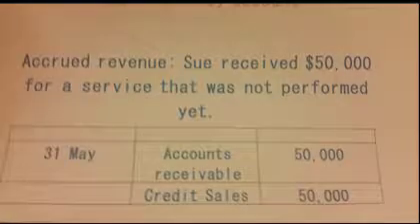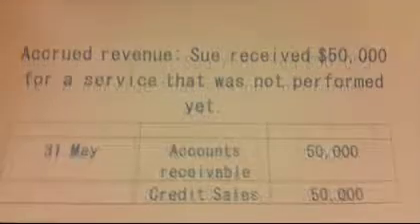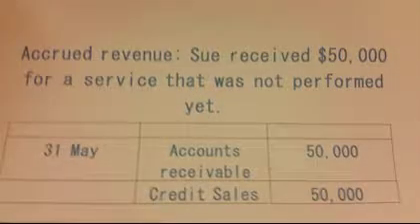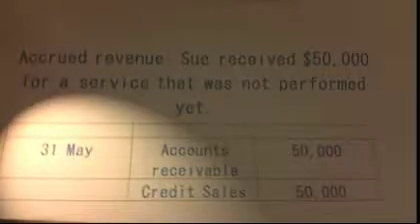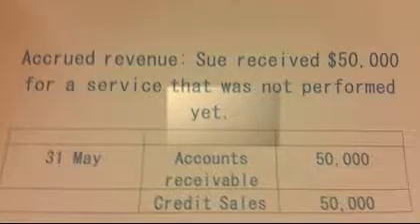the account. In this example of accrued revenue, Sue receives $50,000, which was earned but not yet recorded. After the period in which the service is performed, on the 31st of May, we are able to make the following adjusting entry, where we debit accounts receivable and credit sales.